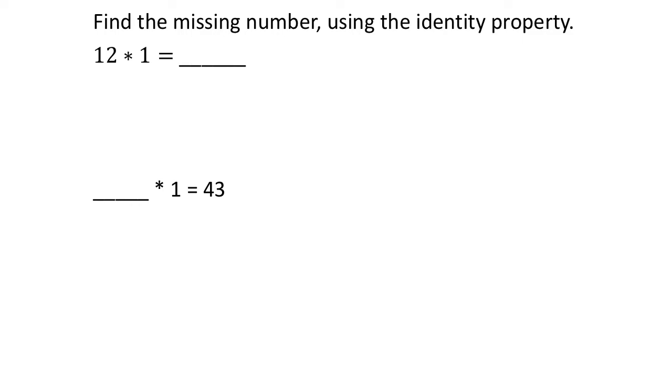Right, finding the missing number using the identity property. I like the identity property because it's the identity, right? Here's 12. That's an identity. Well, if you multiply it by 1, you get the same identity back, 12. Or down here, where we've multiplied by 1 to get a value, I would put its identity multiplied by 1. Boom, there we go.